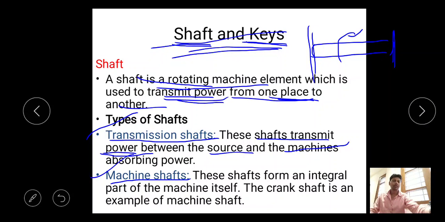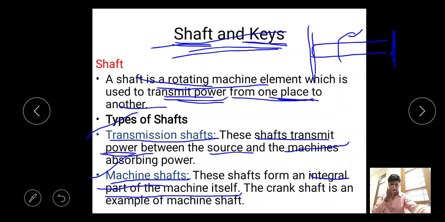These are used in a machine, so these are an integral part of a machine. If you are using those as an integral part of a machine, then such types of shaft are known as machine shaft. A shaft is a rotating element which is used to transmit power from one point to another point.